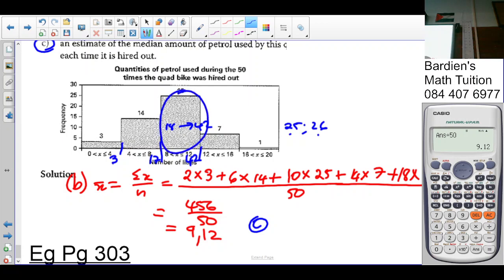Not so? So again, an estimate of the median amount of petrol used, so the median is in this category. So again I take the midpoint. The midpoint is approximately 10 liters. Okay. Do you guys understand? You see what did I say for the last answer then? Grouped data.